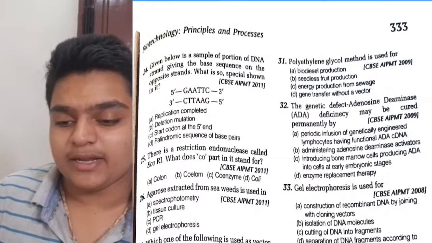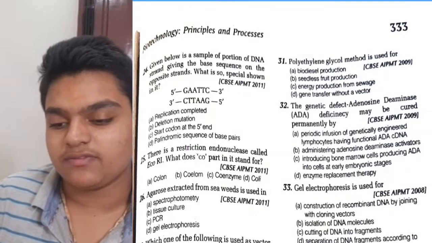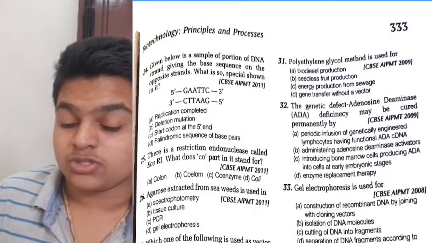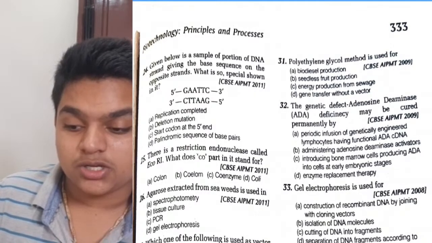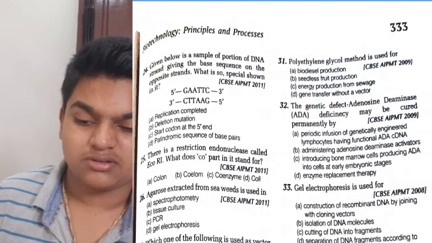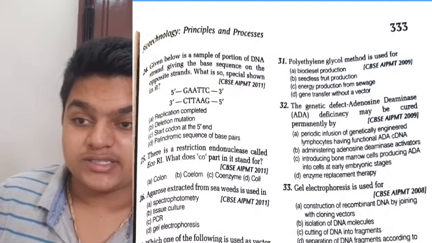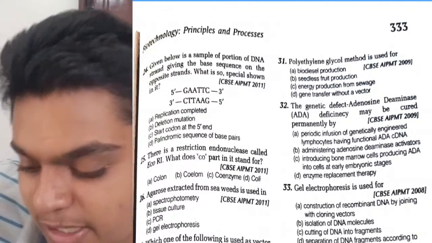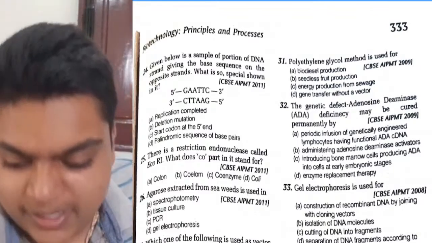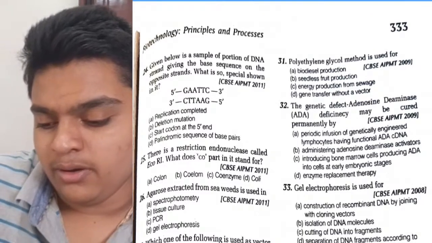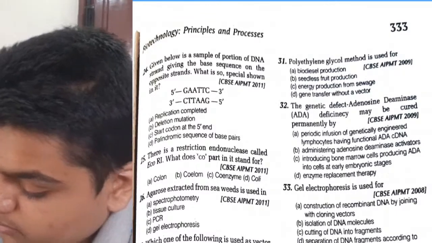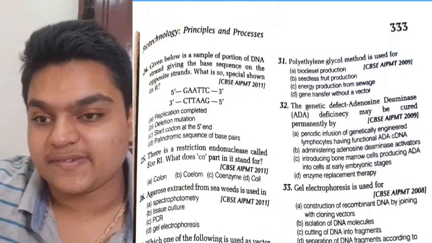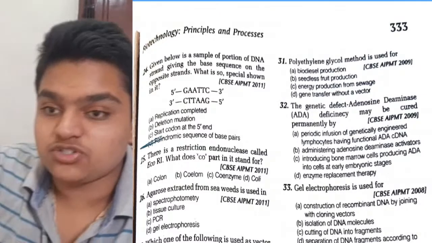24th question. Given below is a sample portion of a DNA strand giving the base sequence on the opposite strands. What is so special shown in it? Come on, answer this. Replication completed? Deletion mutation? Start codon at 5'? Palindromic sequence of base pairs. It is a palindromic sequence of base pairs.